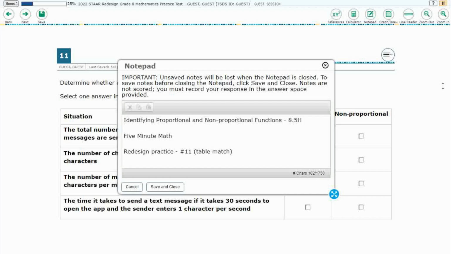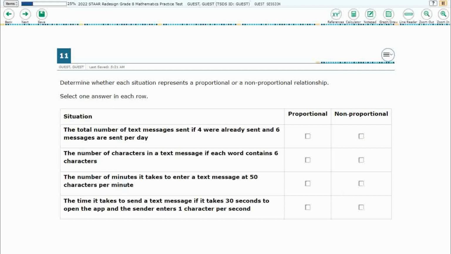Today we are looking at the 8th grade concept of identifying proportional and non-proportional functions. This is standard 8.5H in the great state of Texas, and we are using item number 11, which is a new item type called table match of the redesign practice online STAAR test.